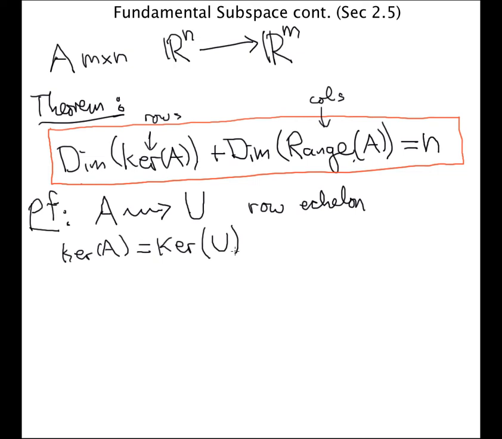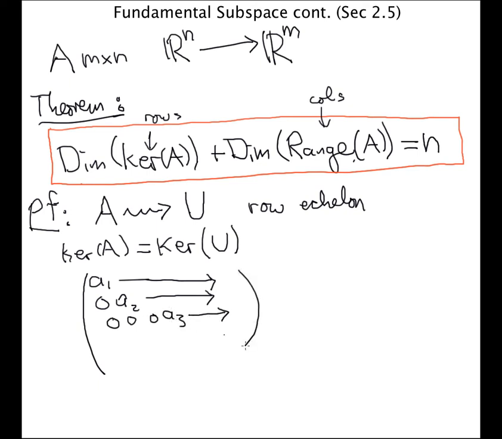And so let's say we have it in row echelon form. So let's say we have some entry here, A1, and then who knows what, and then maybe A2, and then who knows what, and then some zeros, and A3, and so on. And then, of course, at the end, you can have a row of zeros. And you circle the pivots as usual.